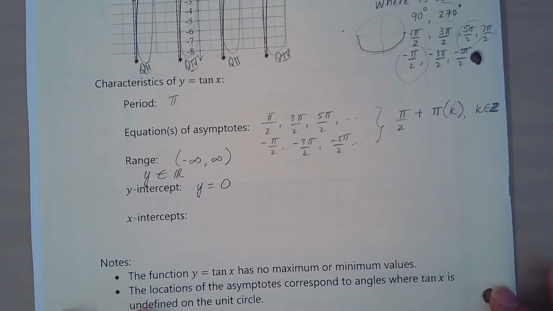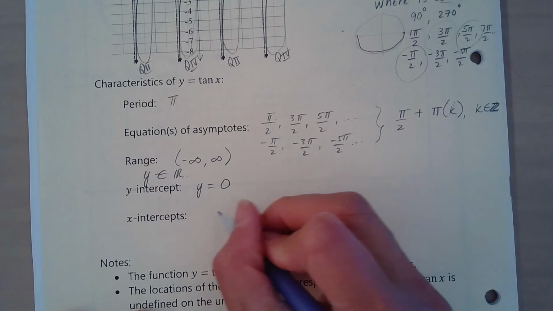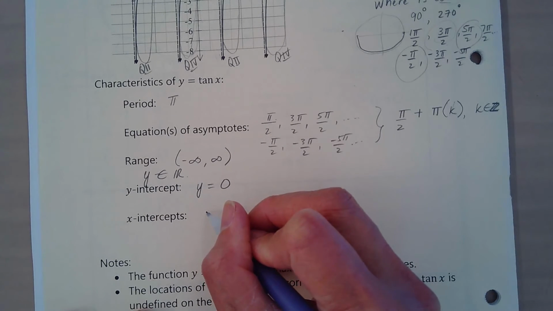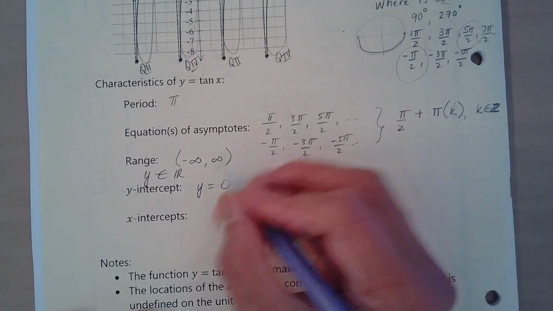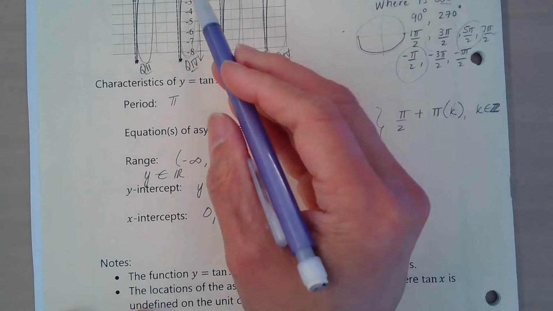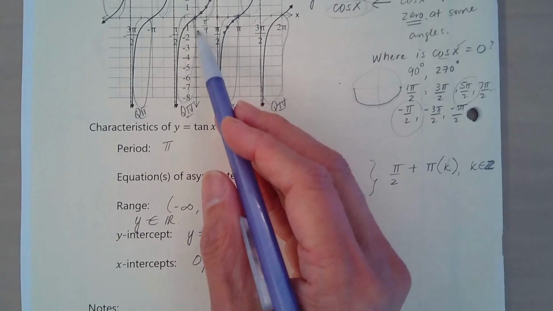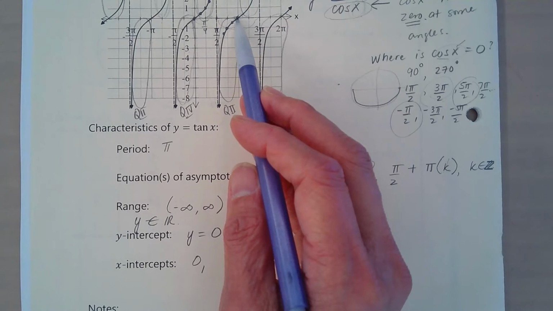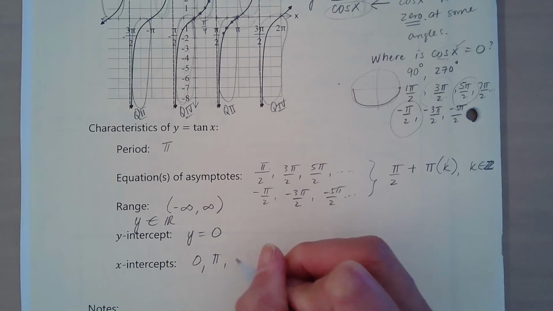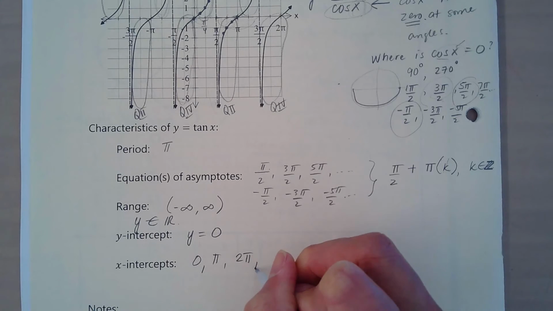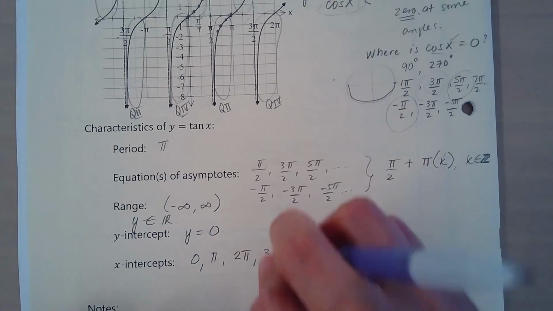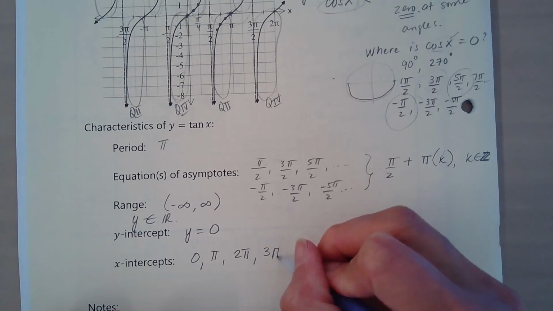What's the x-intercept? X-intercepts are 0, and then what's the next one? Pi. What's the next one? 2 pi. What's the next one? 3 pi. And then dot, dot, dot.